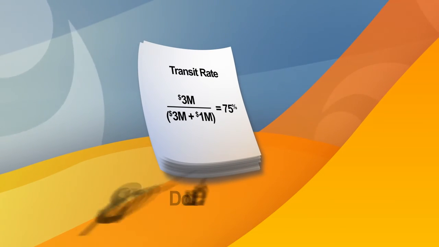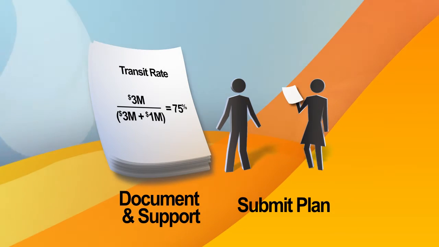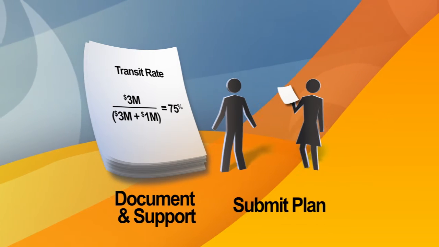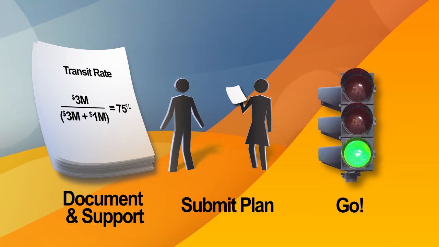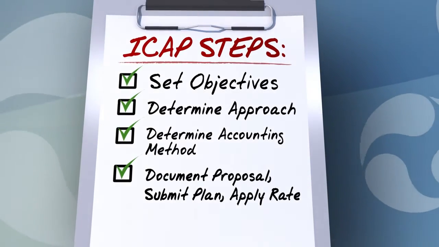Once your agency has worked through the details, you need to document the proposal and submit the plan to the federal or state agency providing the federal funding, which will conduct an audit and review. That agency's approval is your green light to begin requesting reimbursement of indirect costs on projects. Document proposal, submit plan, and apply rate.